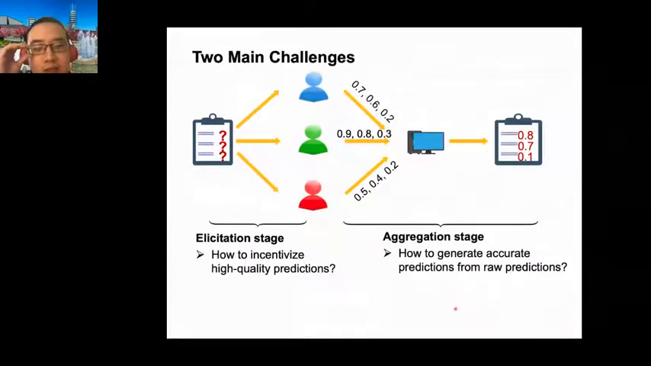There are two main challenges in this human-machine hybrid forecasting system. First, in the forecast elicitation stage, the problem is how can we incentivize high-quality predictions? Unlike machines, which will do as instructed, human participants may provide random answers or manipulate their reported predictions for their own interests if there is no proper reward scheme set up to examine their prediction quality. Second, in the forecast aggregation stage, we want to know how to aggregate these raw predictions from people, because different people may have different expertise levels. So we shall not treat their predictions completely equally in the aggregation.